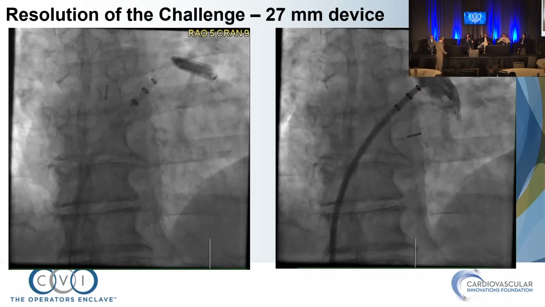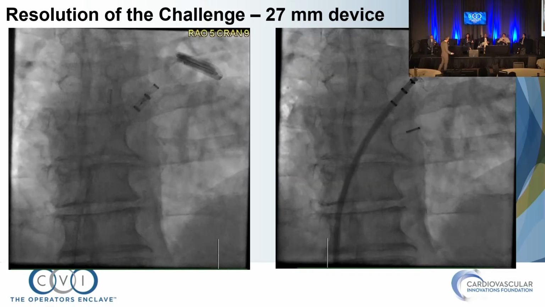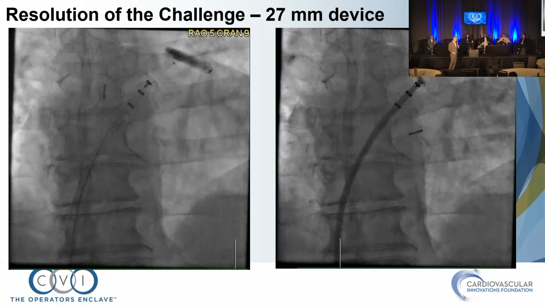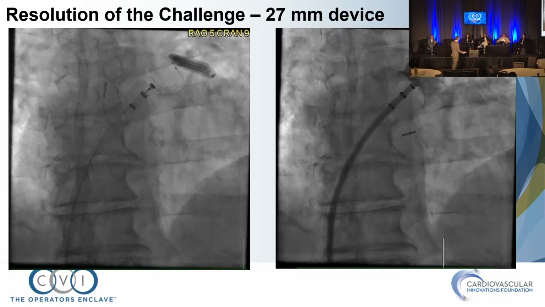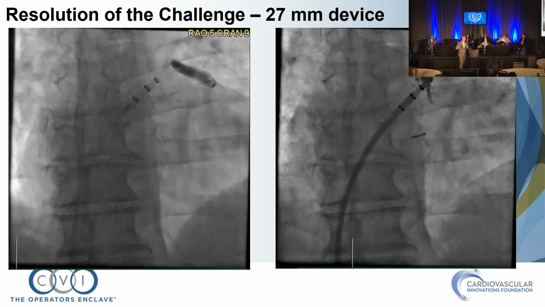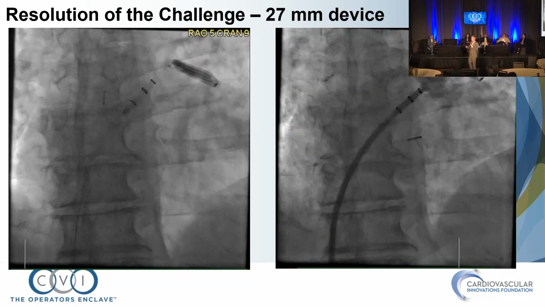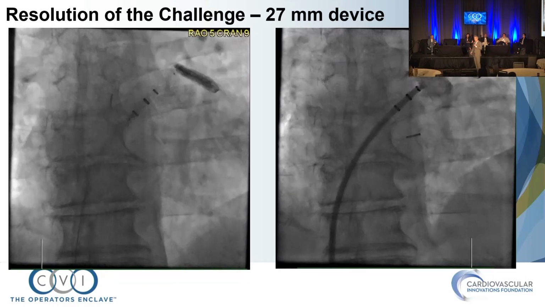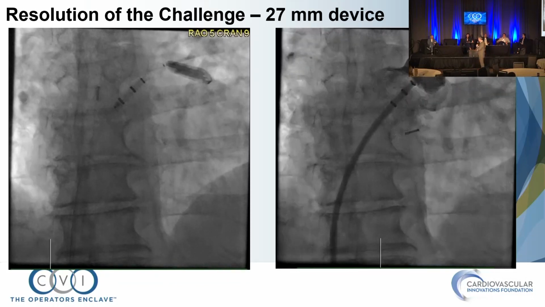Yeah, and to that point, I think that's a very good point. I've done these with Amulet, and the difficulty is the relative non-compliance of the Amulet device in comparison to the Watchman. The Watchman is much more forgiving because it's much more of a fabric-forward device as opposed to a nitinol-forward device. So the coaxiality becomes very, very important here.